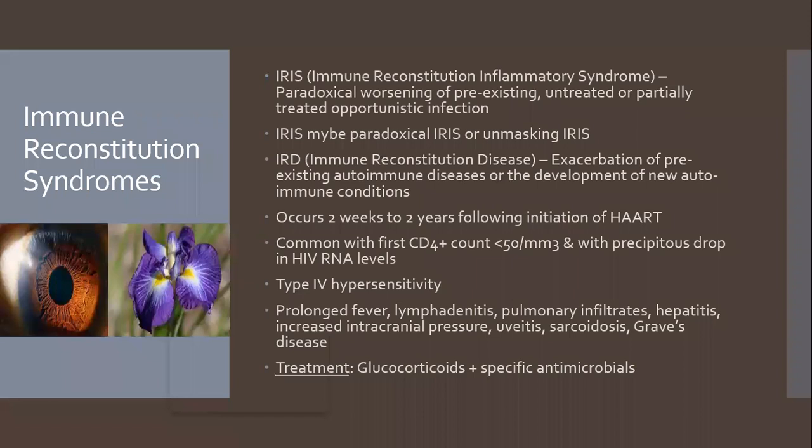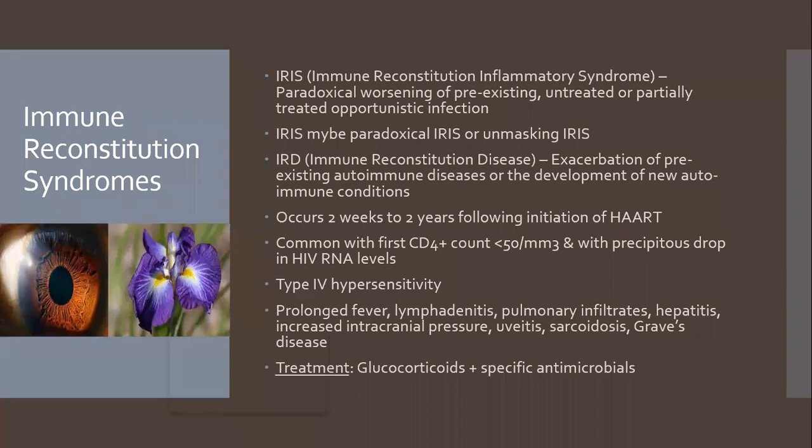This is one spectrum. We also have another category of diseases called autoimmune diseases. So once our immunity gets activated, some autoimmune diseases can occur. So immune reconstitution syndromes can be a paradoxical worsening of an opportunistic infection, which is called IRIS, immune reconstitution inflammatory syndrome, or it could be an activation of an autoimmune disease, which is called immune reconstitution disease. This IRIS is of two types, paradoxical IRIS and unmasking IRIS.